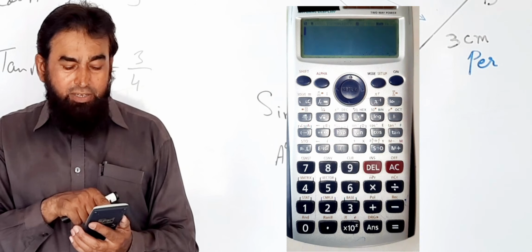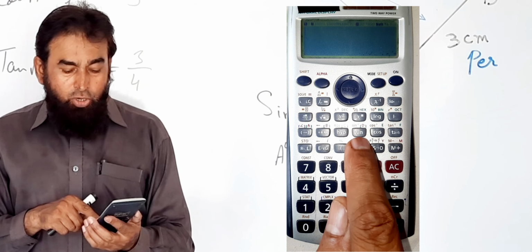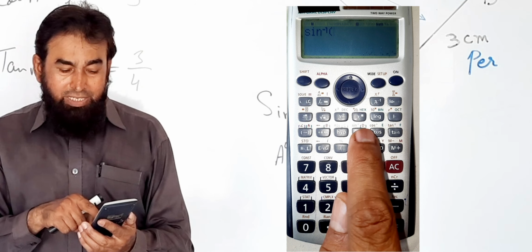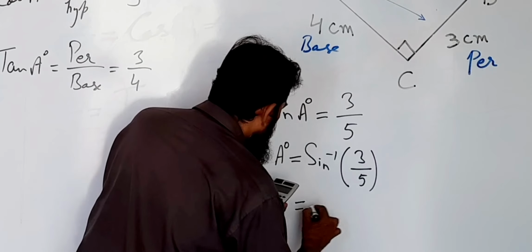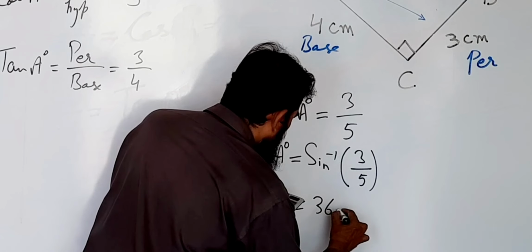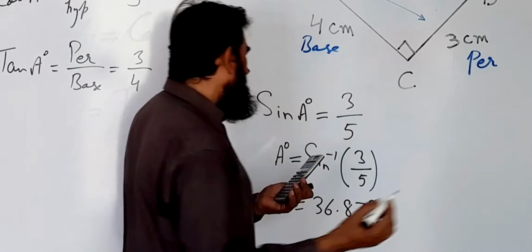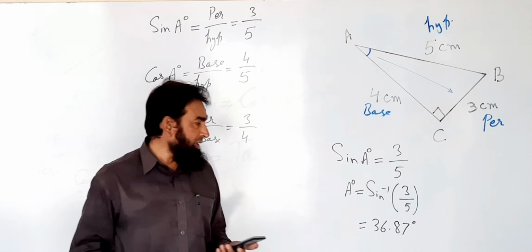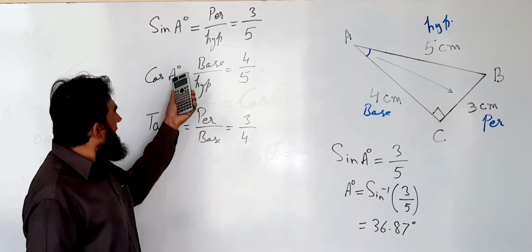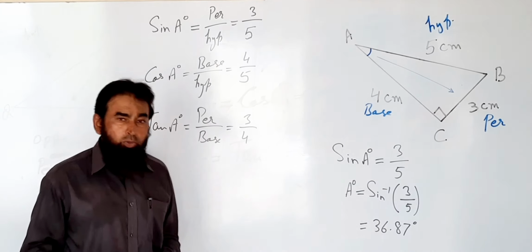You will have to press the shift function and then press sine. Now you can see that on the calculator it has appeared sine inverse. Now in the bracket you can directly write 3 divided by 5, bracket close. So this is 36.869. In two decimal places we can write it as 36.87 degree, or 36.9 degree can also be written. So in this way, either cos or tangent you can apply to find out this angle.